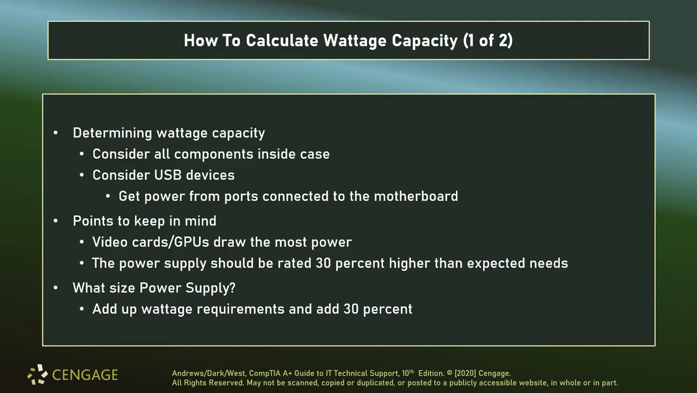Now when we're determining wattage capacity for a device, we need to consider all of the components inside the case, including things like USB devices that might draw power from ports connected to the motherboard. We also need to keep in mind that there are certain items that draw a lot of power. Your motherboard itself, with the RAM, CPU, keyboard, mouse, etc., is going to draw about 200 to 300 watts on average. Video cards can sometimes get up that far on their own, or if you have multiple graphics cards in Crossfire or SLI configuration, those can also pull a pretty substantial amount of wattage. Your power supply should be rated 30% higher than your expected needs. So add up your requirements and add 30%.